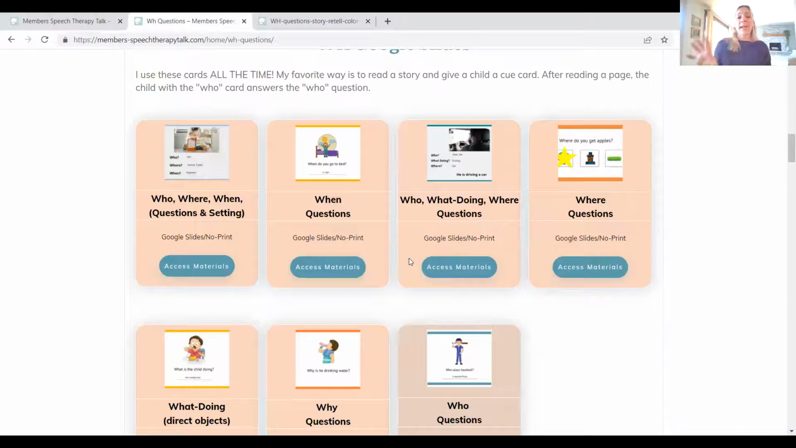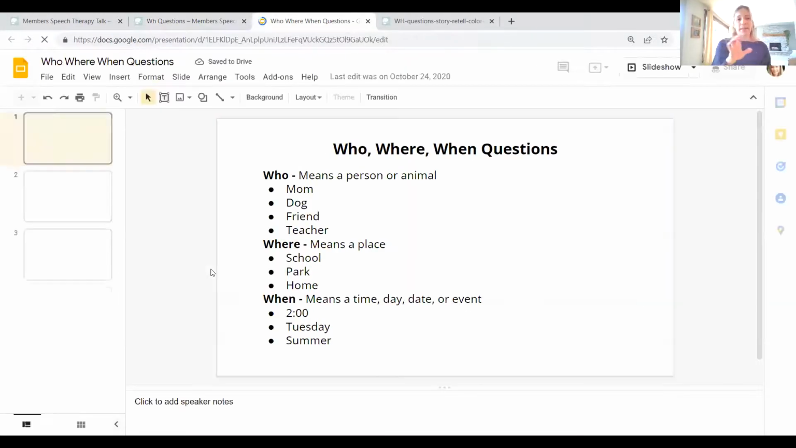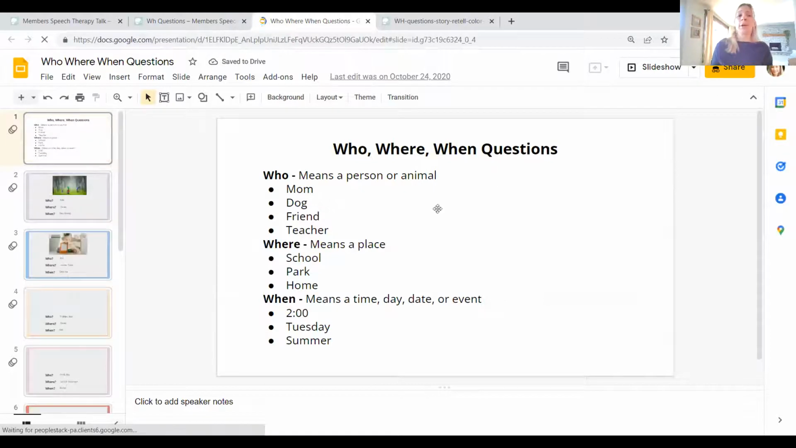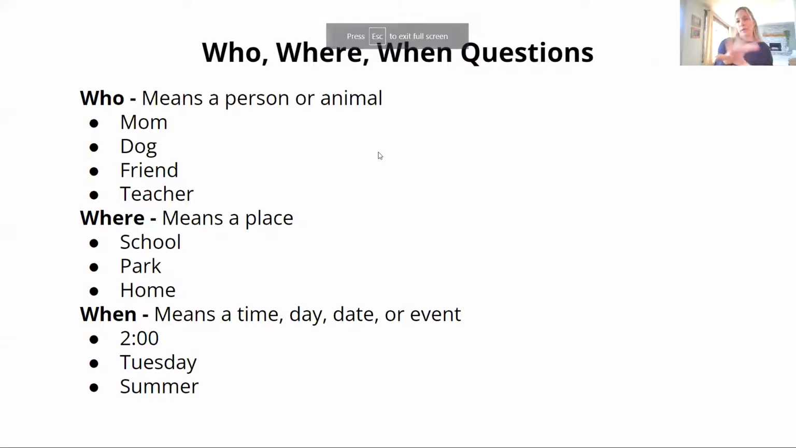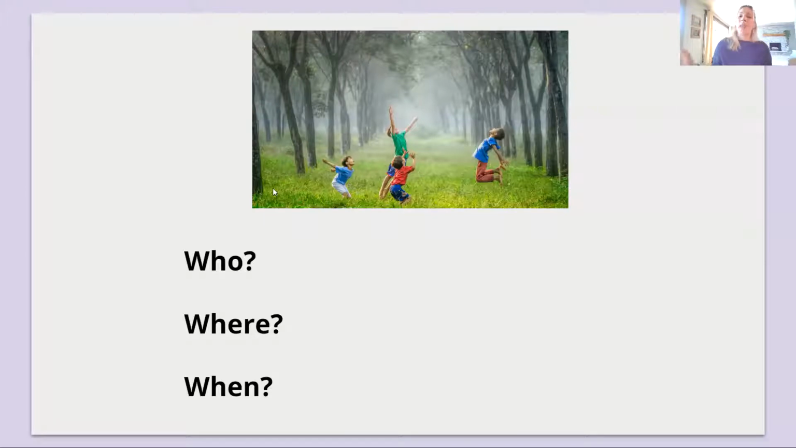Then I have kind of a mixed bag here of some WH practice questions using Google Slides. So I have just a very simple yet very effective who, where, when questions. For these, you have to use them in slideshow. And we have just a review of WH questions if you need them. And then you have pictures, and every time you answer a question and you click the screen, the response flies in for you. So who, where, when is this happening?